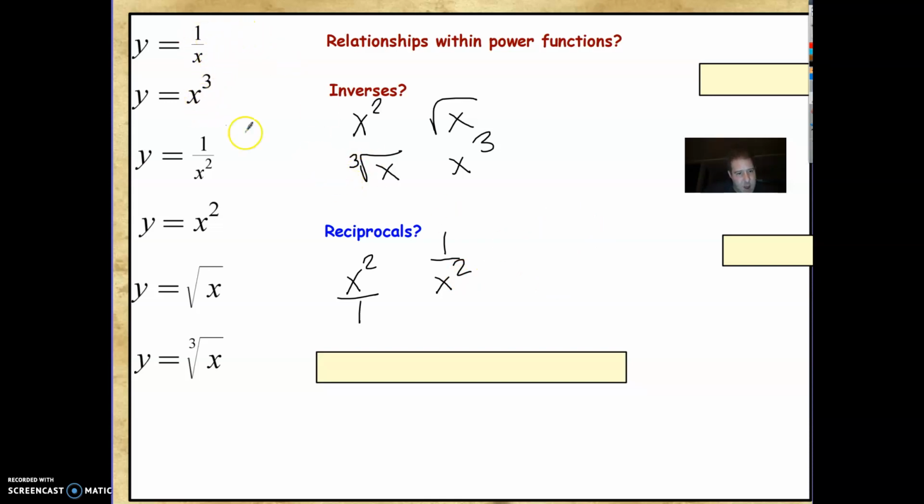This is 1 over x cubed, which is not one of the choices. And so these two are reciprocals. I believe those are the only two.